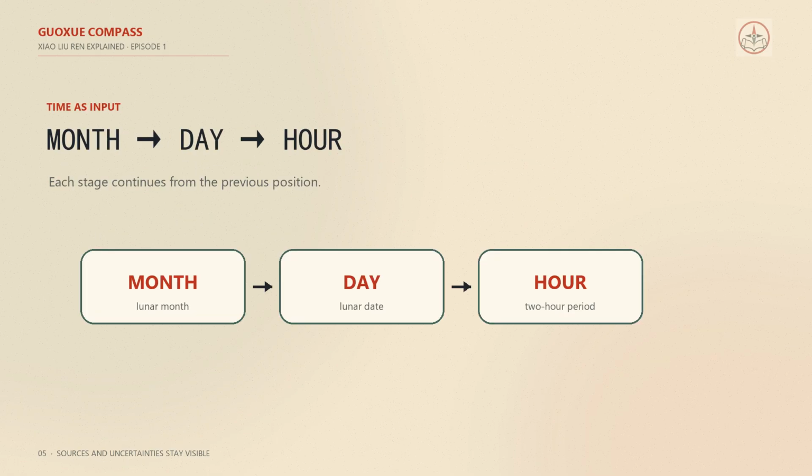At its simplest, Xiao Liu Ren converts calendar information into one of six symbolic positions. The manual used for this series starts with the lunar month, then counts the day, and then the traditional 2-hour period. Each stage continues from the position reached by the previous stage.